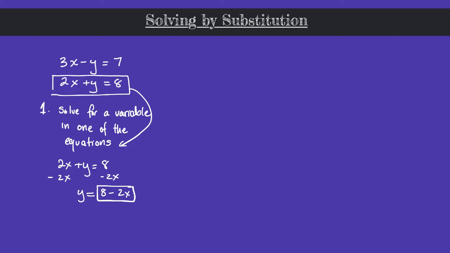All right, so now that we've done that, our second step is to substitute the expression 8 minus 2x into the equation we have not touched as yet, which would be the first equation. Okay, so part 2, substitute expression into other equation. Now, the reason I say other is because the other would just pretty much mean the one you didn't touch in the first step, okay?